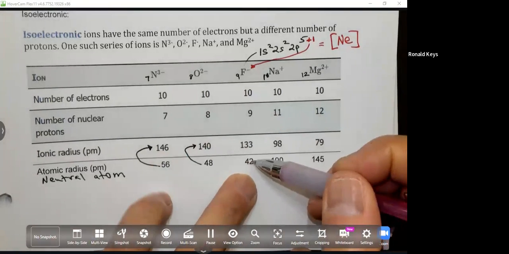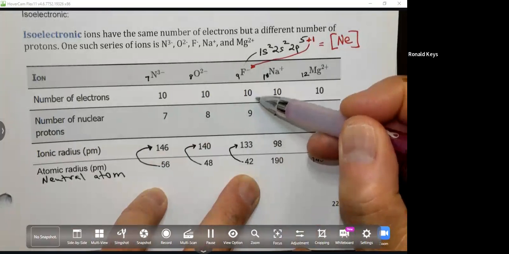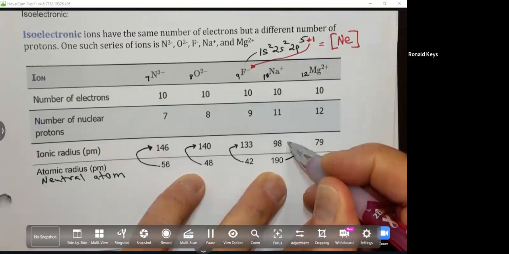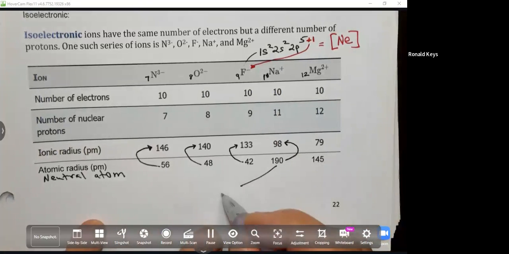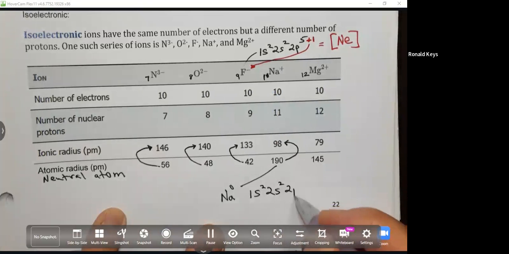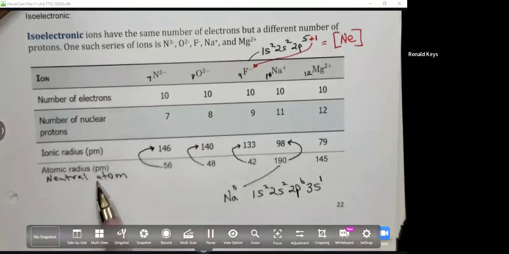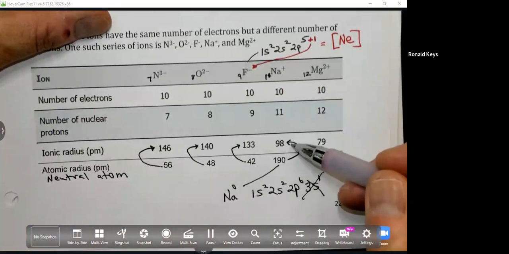When you get over here, fluorine, it's 42, and it goes to 133. You had 9 protons pulling in 10 electrons. But now we're going to go the other way. Notice what happens here when you form a positive ion. We are getting rid of level 3. Let me take this one right here. You have a neutral sodium atom, 1s2, 2s2, 2p6, 3s1. That's the neutral sodium atom. What does that have for a radius? 190 picometers. Well, you get rid of that level, correct? What's the radius of the ion? It's about half.